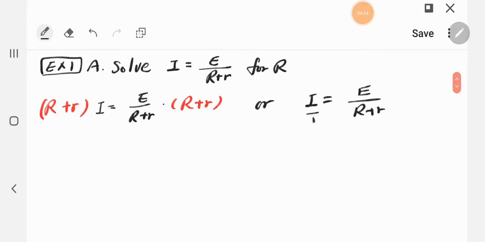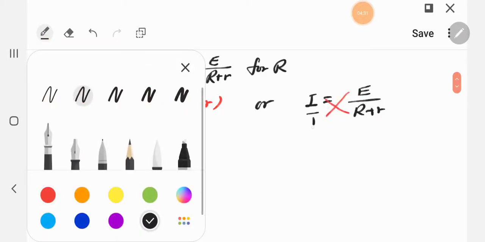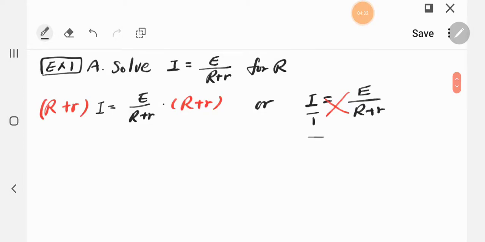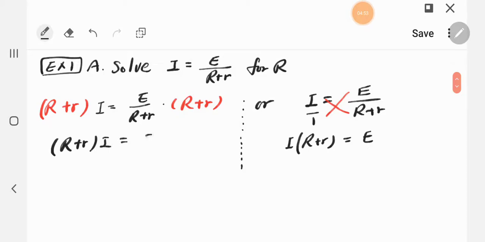So this is equal to over 1. Cross multiply. That means you get I times (R plus r) is equal to E. So you have this expression. Then these two cancel out, and the right side is E. And then distribute.